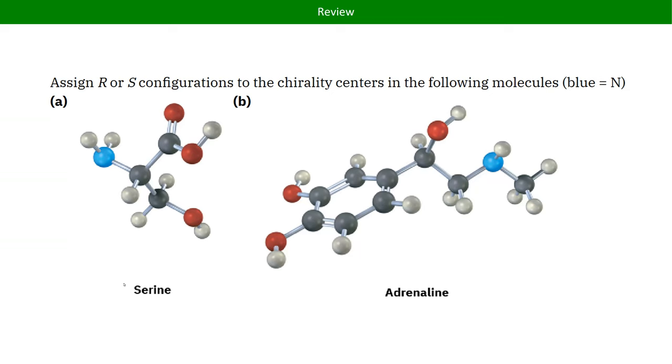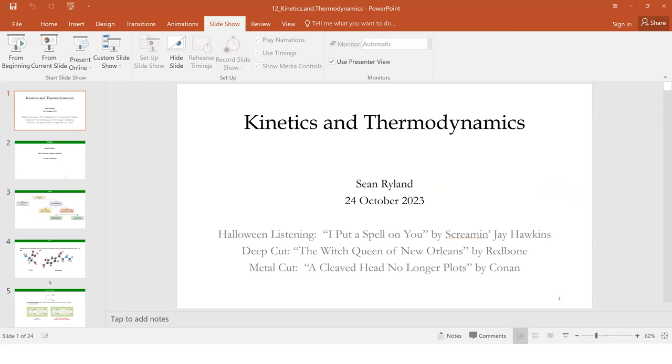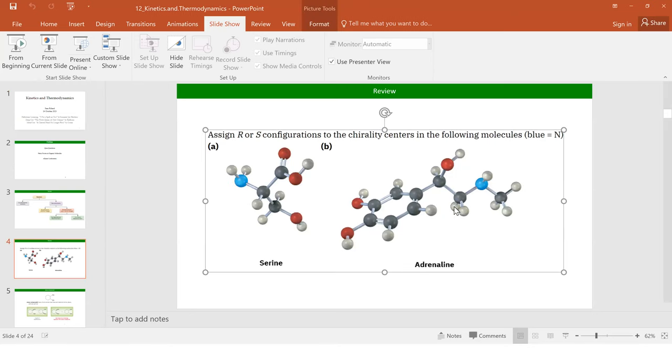And it might be helpful to start by drawing it out as a skeletal structure. Try and keep the shape the same as much as possible, as far as wedges and dashes. But give that a try. And actually, so I have room to draw here, I'm going to jump out of the slideshow for a second and crop this real quick so I can have just the serine. Should be able to still see it while I'm doing that.